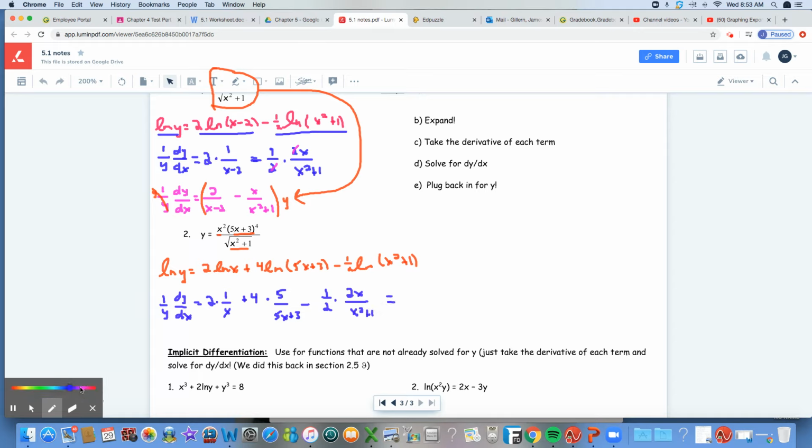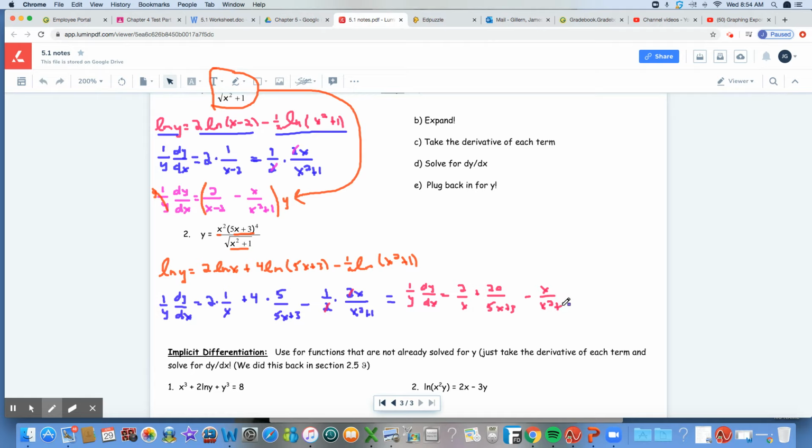All right, so we're just going to, kind of like we did before, clean this up a little bit. We're going to get 1 over y dy over dx equals 2 over x, plus 4 times 5 is 20 over 5x plus 3. You cannot cancel out those 5s, by the way. Minus, once again, same thing as the other problem, these 2s cancel, and it's x over x squared plus 1.